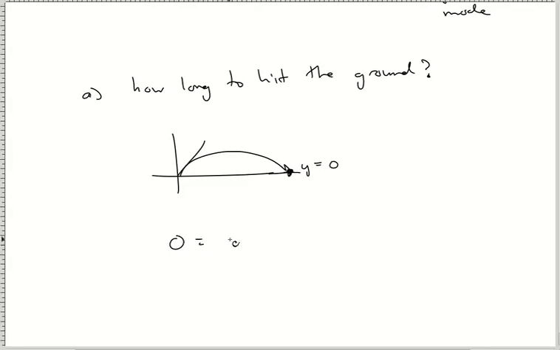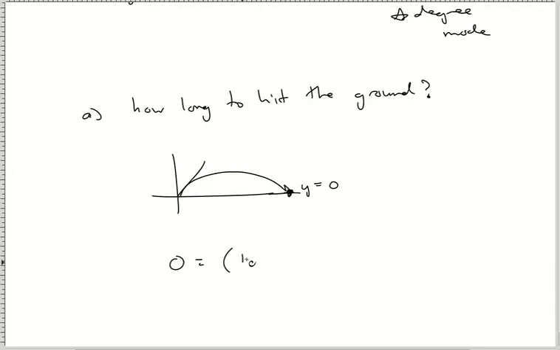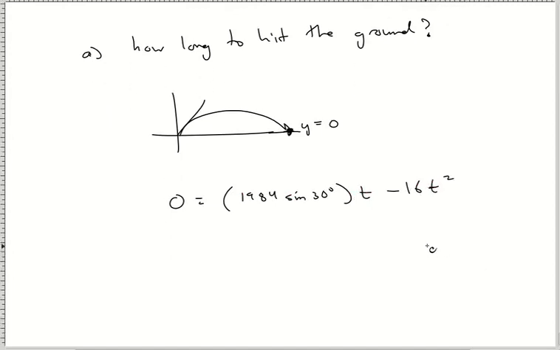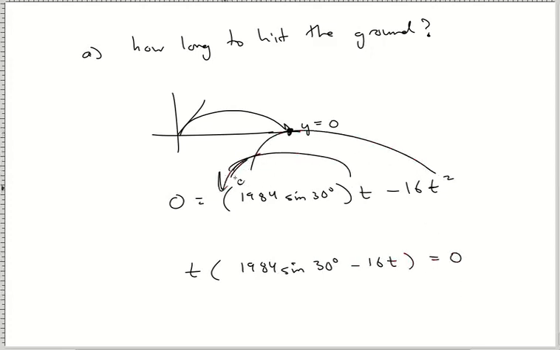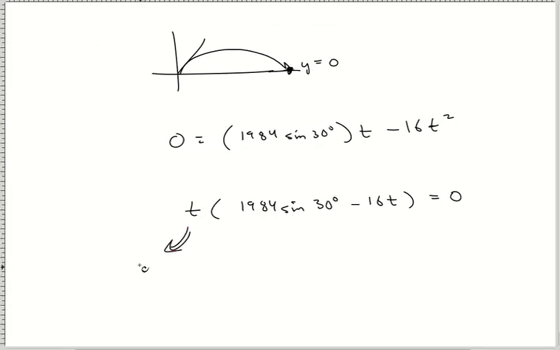So 0 is equal to, my v naught was 1984 sine of 30 degrees times t minus 16t squared. And so I need to solve for t. I'm going to factor a t out, leaving behind 1984 sine of 30 degrees minus 16t. And this is still equal to 0, so I factored a t out to the front.